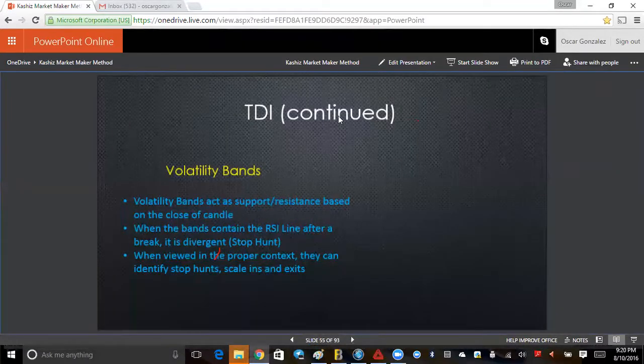Volatility bands, okay? Screenshot this if you want also, or take a picture. Volatility bands act as support and resistance based on the close of the candle. When the bands contain the RSI line price after a break, it is divergent, a stop hunt. Example, I'll show you a picture. When viewed in the proper context, they can identify stop hunts, scale ins, and exits.